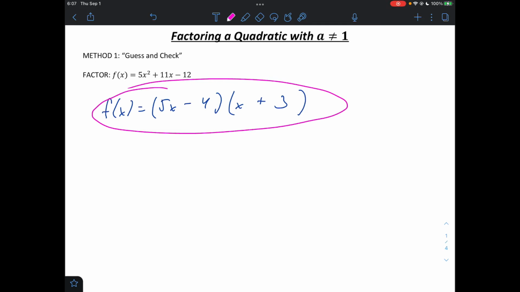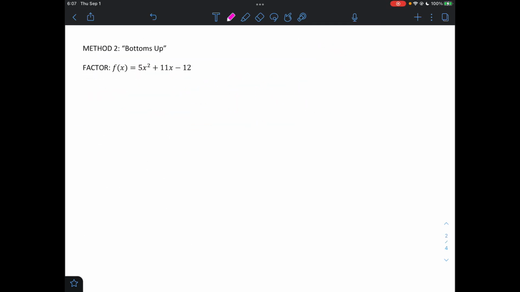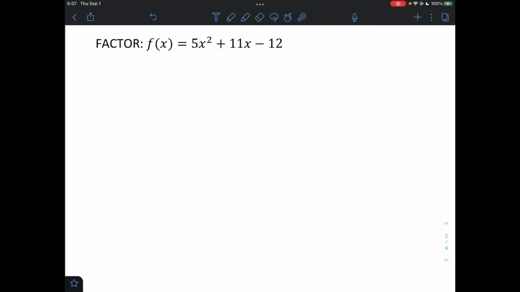So let's take a look at another method that we can come up with the same answer here. Method 2, we call bottoms up. So in bottoms up, what we're going to do here is we're going to take A and C and multiply them. And then we're going to rewrite our function as 1x squared plus bx. That doesn't change. But now we're going to change C to minus 60, whatever that new number is.